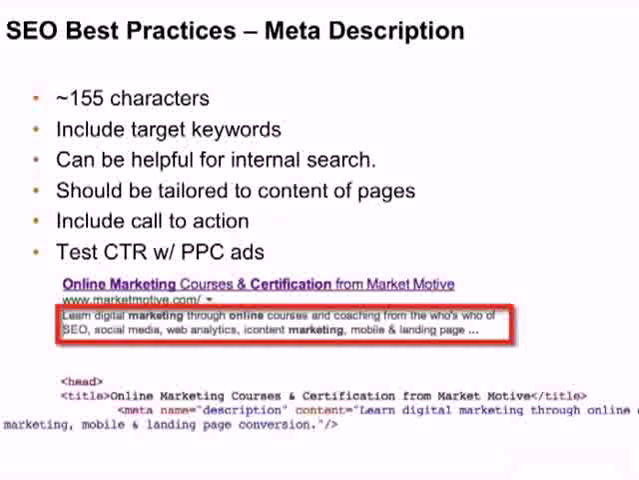Meta keywords is another area that can be helpful for internal search within your website, but doesn't really help for search engine optimization. The meta keywords tag really isn't all that useful anymore for other than internal search. Your meta description should be tailored to the content of the page and include the call to action. You can test the click-through rate with your PPC ads so that you're not changing your meta description all the time, and whatever gets the best click-through rates on your PPC ads that's similar in terms of content is probably a good idea to use in the landing pages in your organic search.